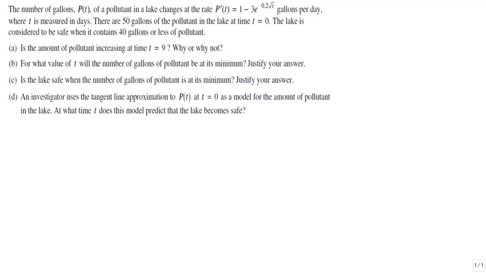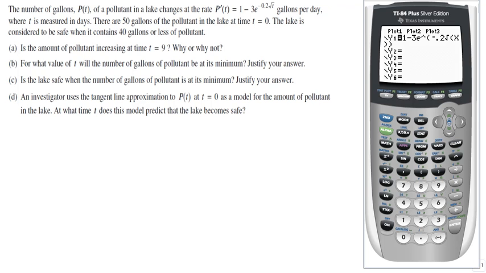Question A, is the amount of pollutant increasing at time t equals 9? Why or why not? So for this I'm going to enter the derivative that I'm given into y1. I can set my window from negative 10 to positive 10 or zoom standard. Either way would accomplish the same thing.